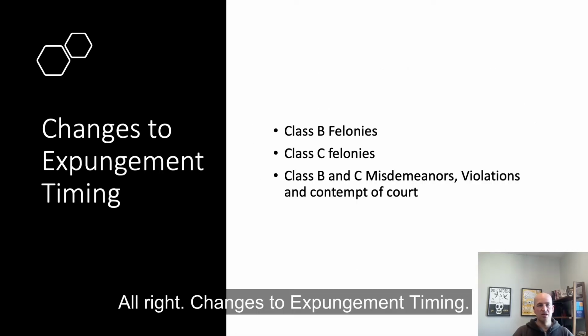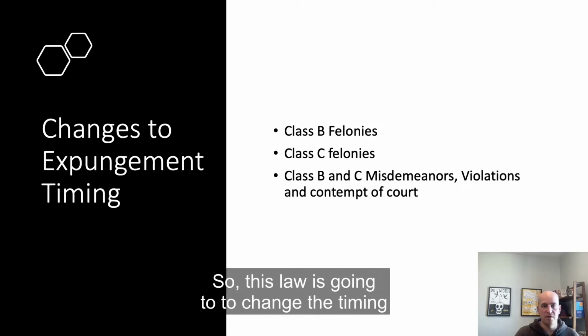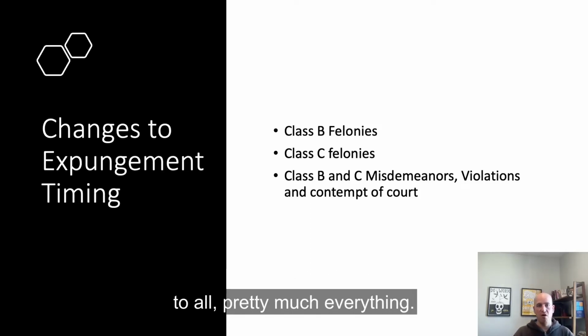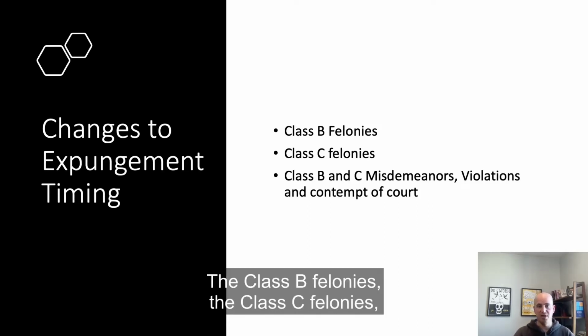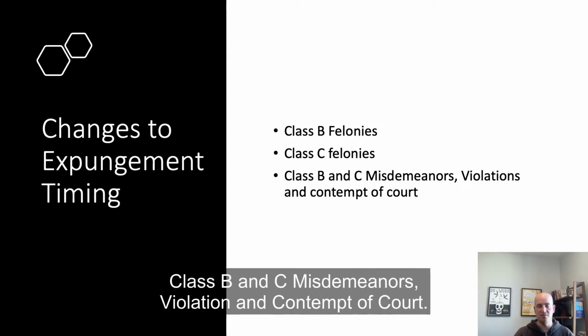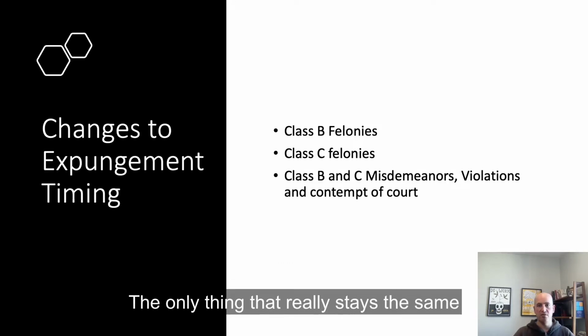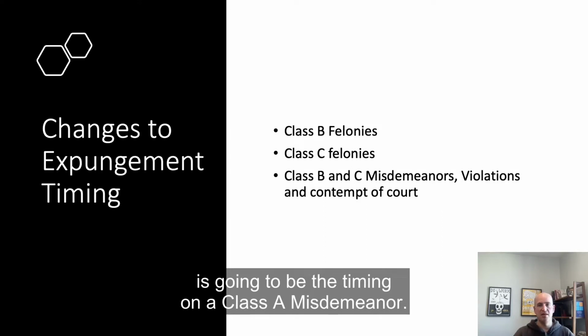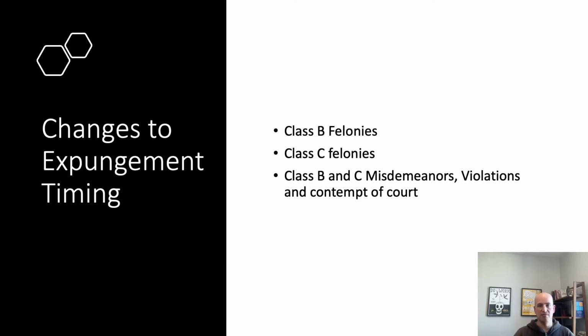All right, changes to expungement timing. So this law is going to change the timing to pretty much everything: the Class B felonies, the Class C felonies, Class B and C misdemeanors, violation and contempt of court. The only thing that really stays the same is going to be the timing on a Class A misdemeanor.